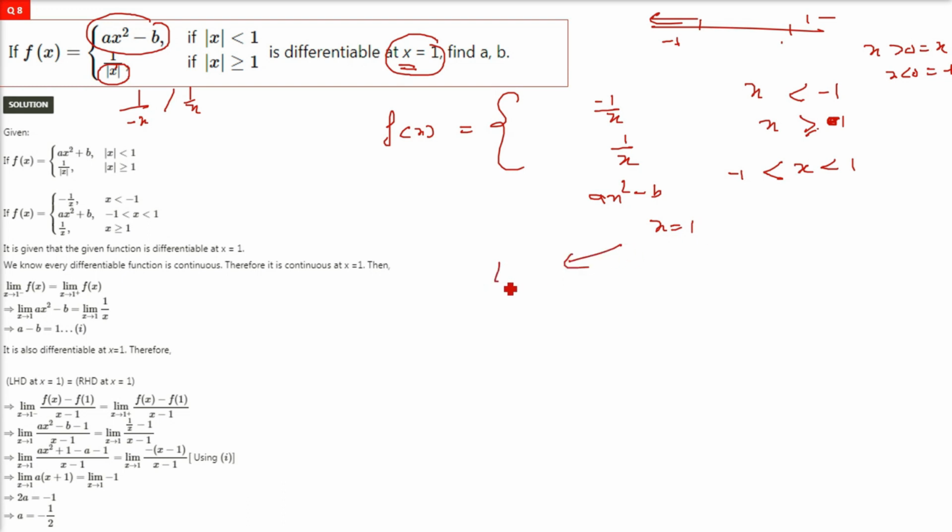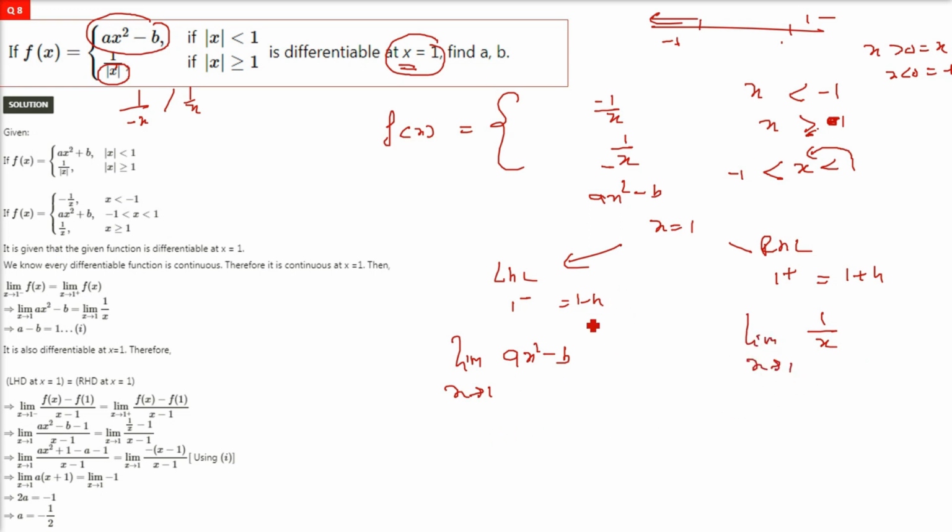So at x equals 1, we will find out the left hand limit and right hand limit, and we will equate them. That is, 1 minus h and 1 plus h, of course. But we don't need it because the functions are already separated. We have separated them in different intervals and removed the mod x now. So we know at each interval what the value will be. You have ax square minus b here, and when we go a bit higher than 1, it is going to be 1 by x. So just apply the limit x tends to 1.